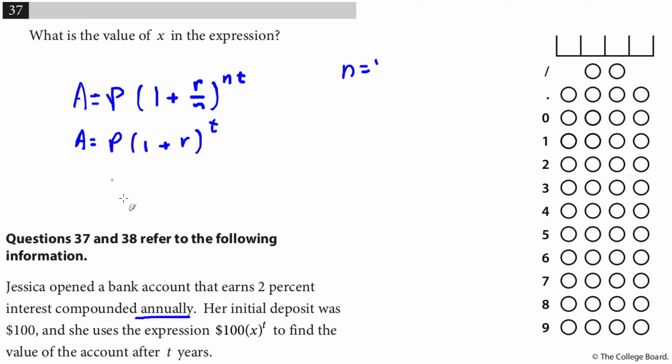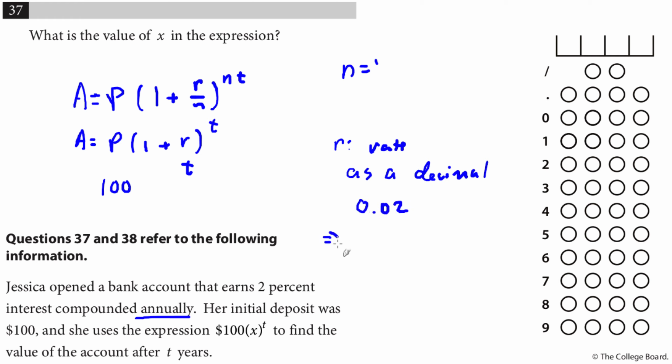This P stands for principal, that's the 100. The t is the time, but I need to figure out what goes in here. And this r in this setup is always going to be the rate, the interest rate, as a decimal. 2% as a decimal is 0.02. And this means that in here we have 1 plus 0.02, which is 1.02, and there is my x value. So 1.02.